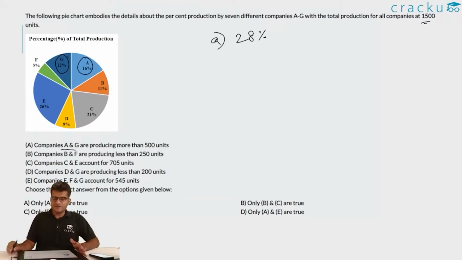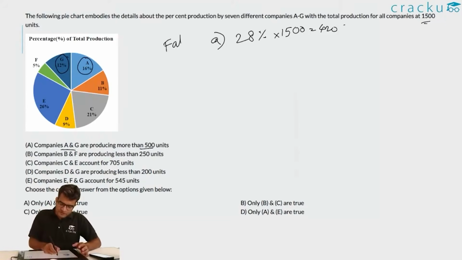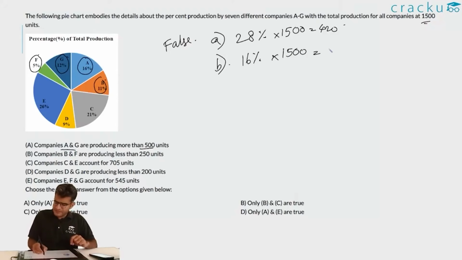So A and G together will produce 28% into 1500, which is equal to 420. Are they producing more than 500 units? That is false, because 420 is not more than 500. What is option B? Companies B and F are producing less than 250 units. How much is B? 11%. F is 5%. So the total is 16%. What is 16% of 1500? This is 240. Is 240 less than 250? That is true. What is option C?